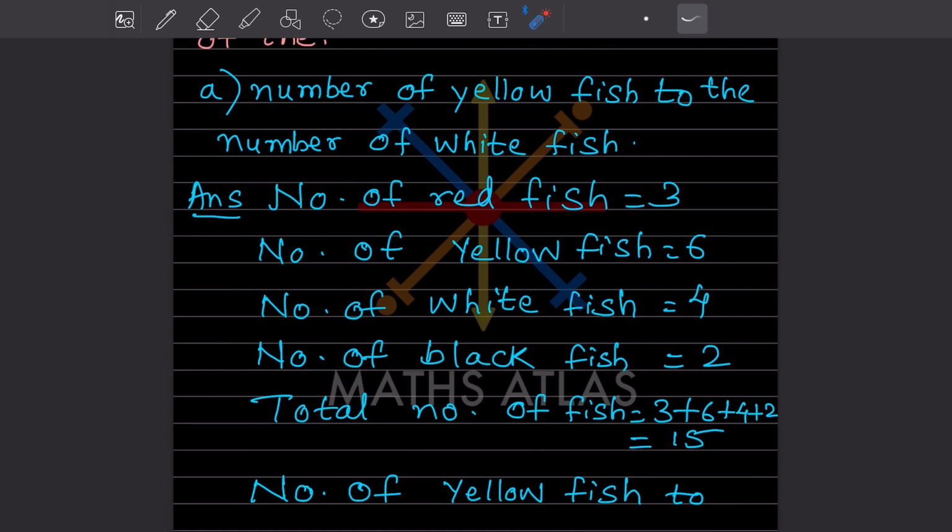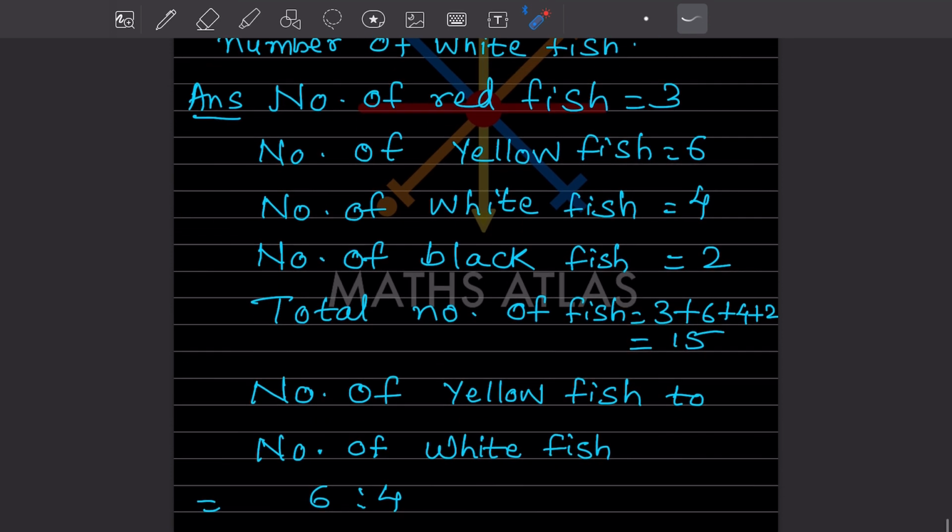So the total number of fish will be how much? 3 plus 6 plus 4 plus 2. So that is going to be 15. Okay, so now let us go for the question. What did they ask here? We got the total number. So they asked the number of yellow fish to the number of white fish.